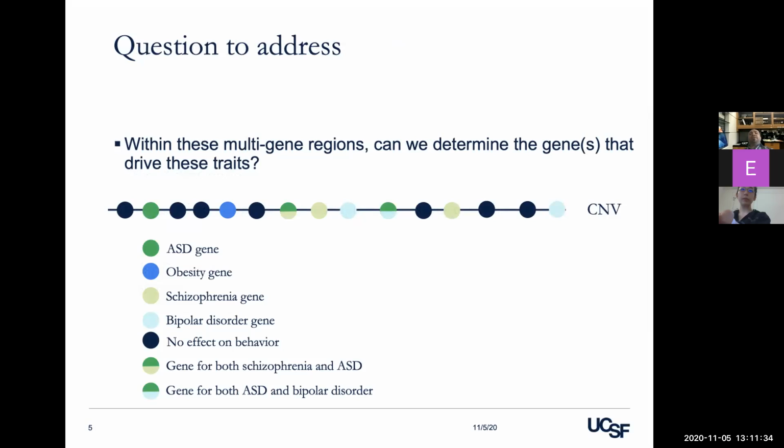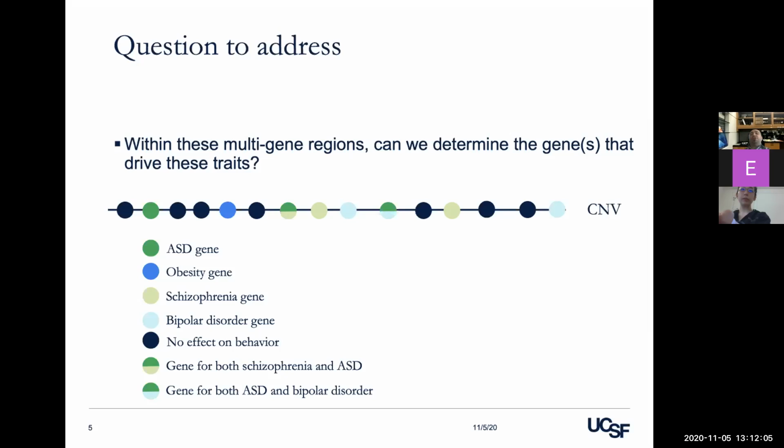And so this is the overall question that we're going to try to address, is that we have this region with a lot of genes, and probably not every single one of these genes contributes to every single one of these traits. So what we want to do is to figure out a way to assign each of these genes.